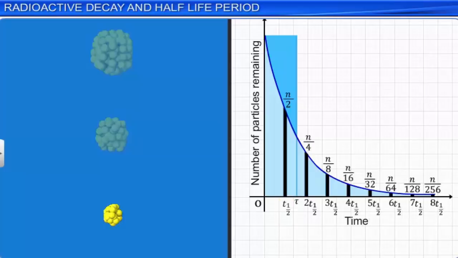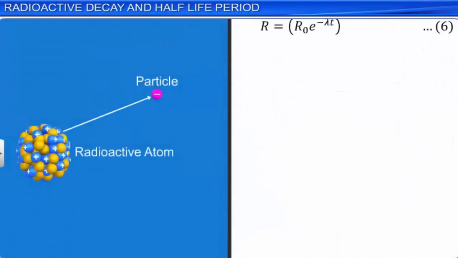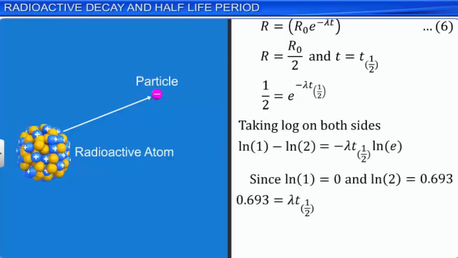From equation 6, we have R is equal to R naught into e power minus lambda T. Substituting R equal to R naught by 2 and T equal to T half in equation 6 and solving, we get T half is equal to log 2 to the base e by lambda. Substituting the value of log 2, we get T half is equal to 0.693 by lambda. Let this be equation 7.